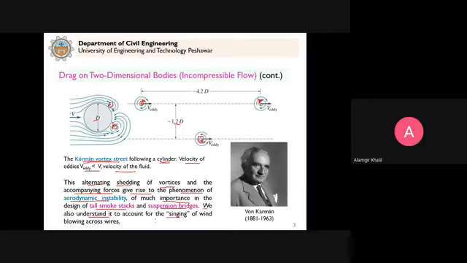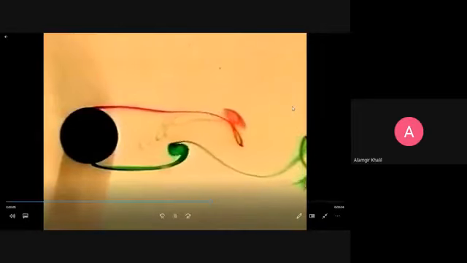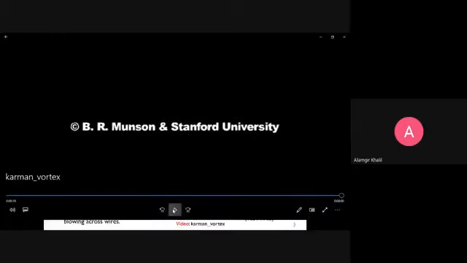Clear? So coming to this, before we discuss why this is important, you can see here the formation of these Kármán vortex streets. Here you can observe the flow occurring around this two-dimensional body, and you can see the formation of vortices.